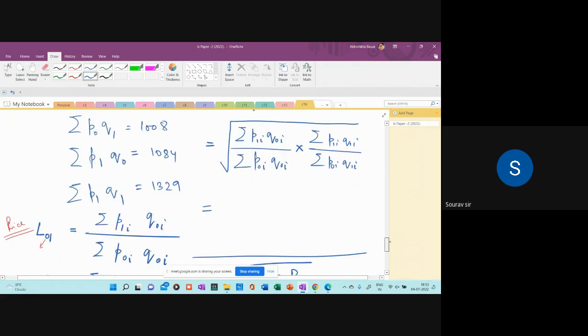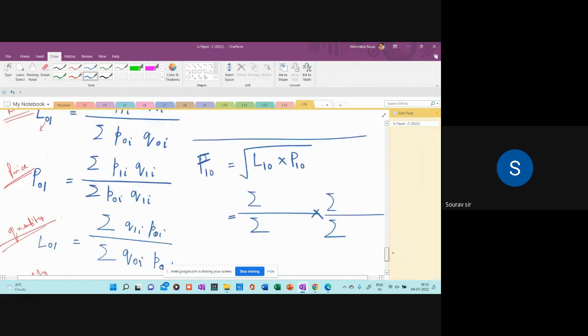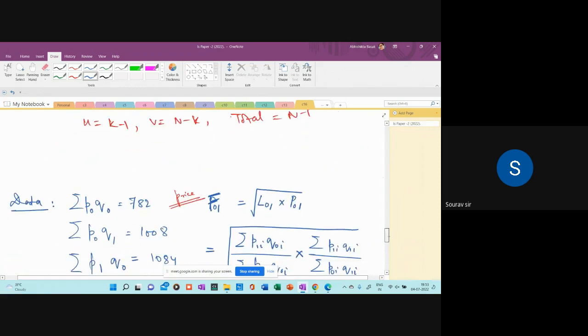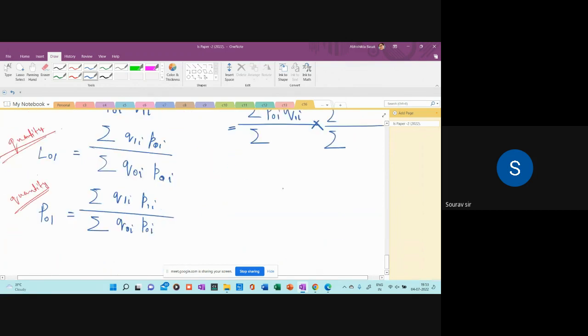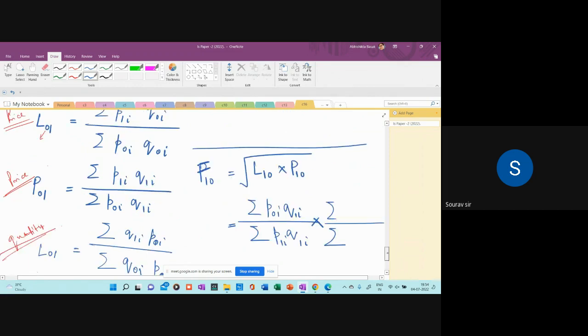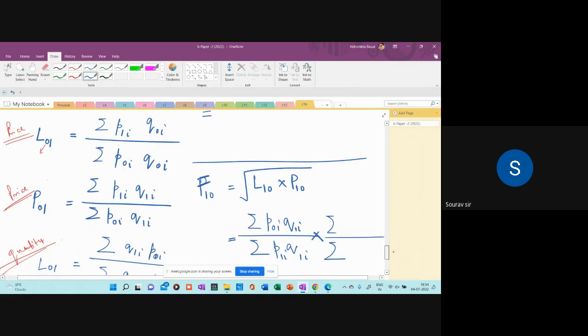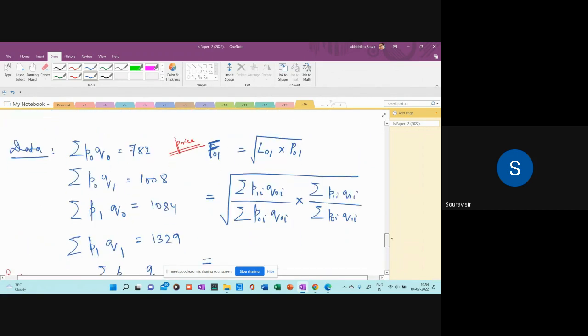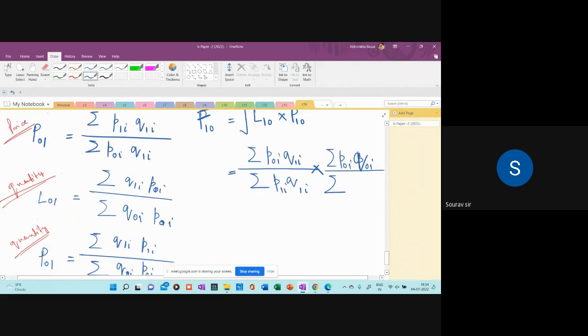It was P1 Q naught, so we will write P naught Q1. This thing. Next we have P naught Q naught, so we will write P1 Q1. Over here it is P1 Q1. We will write P1 Q1, which was there. So we will write these two, P naught Q naught, and this is P naught Q1. So we will write.